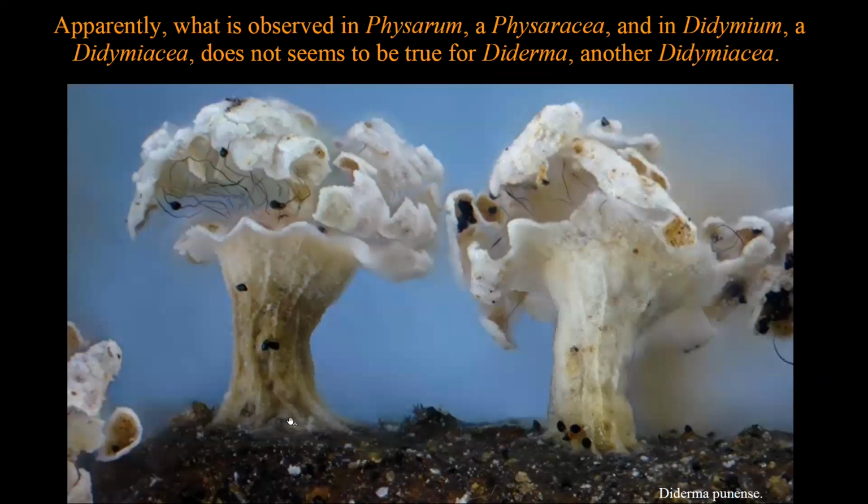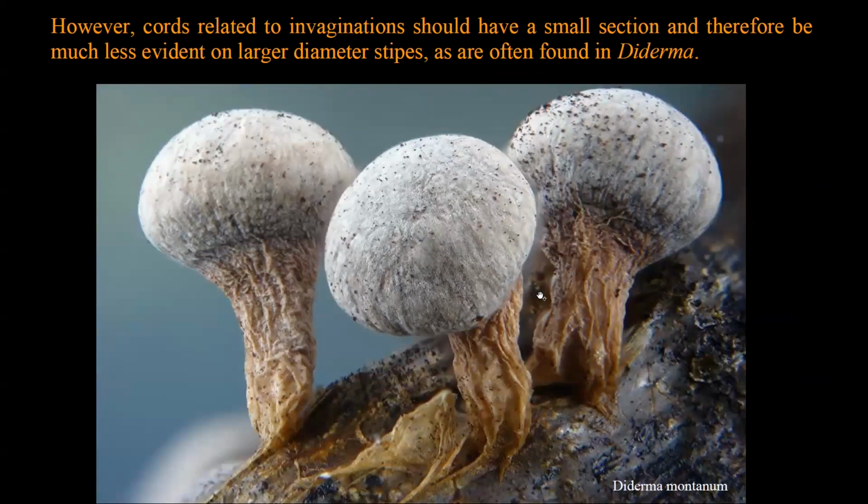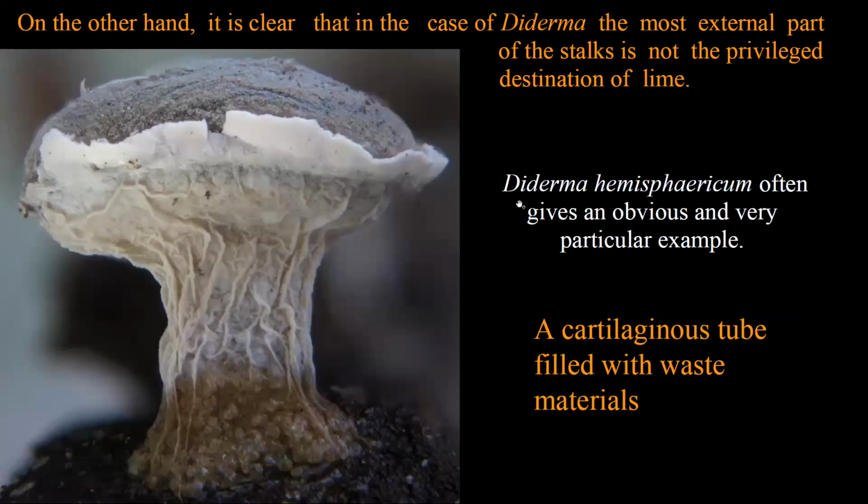If you look at the stalk, in this case an explanation based on wrinkling resulting from rapid drying would indeed seem sufficient. However, cords related to invagination should have a smaller section and therefore be much less evident on larger diameter stipes, as are often found in Diderma, Diderma montanum. On the other hand, it is clear that in Diderma the most external part of the stalk is not the privileged destination of lime.